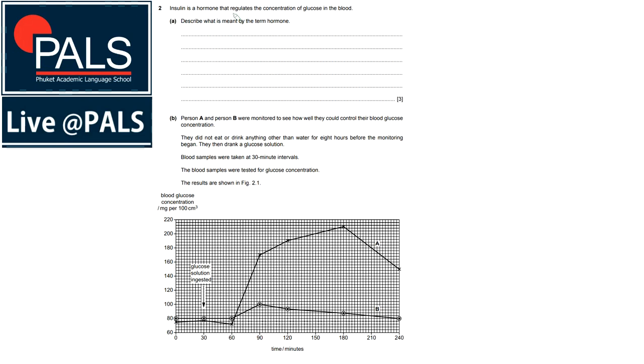Insulin is a hormone that regulates the concentration of glucose in the blood. Describe what is meant by the term hormone. So yeah, hormone has a couple of important points in its definition. It is a chemical substance, important because it's a chemical messenger, not an electrical signal like in our nervous system. So a chemical substance produced by an endocrine gland.